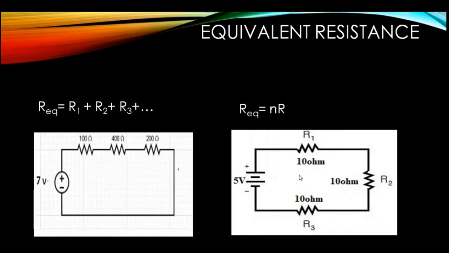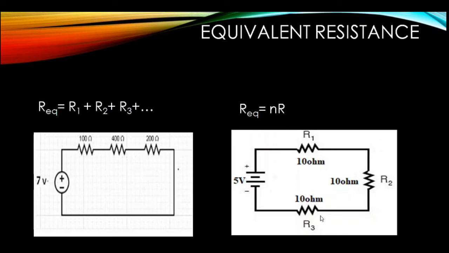Now moving on to the next example, I have three resistances and all three have the same value, 10 ohm. So I can apply this particular formula here. To find n: 1, 2, 3, I have 3 resistances, so n is equal to 3 and R value is 10. So 3 into 10, 30 ohms. I can even apply the other formula, 10 plus 10 plus 10, 30 ohms.